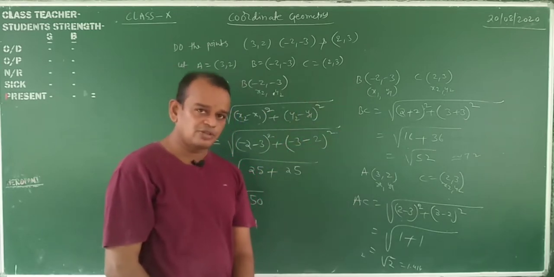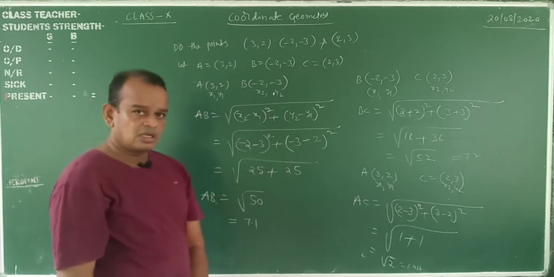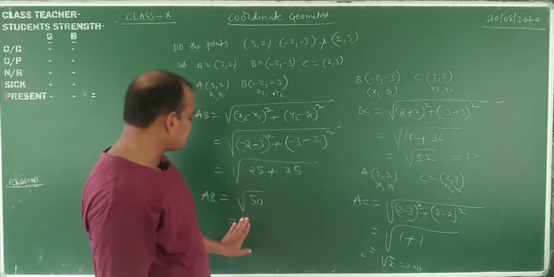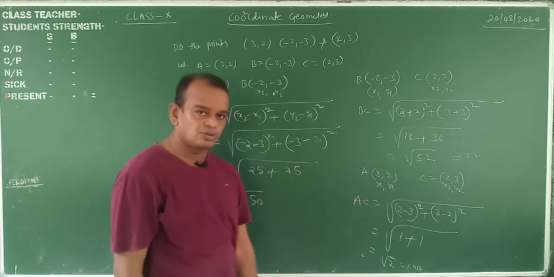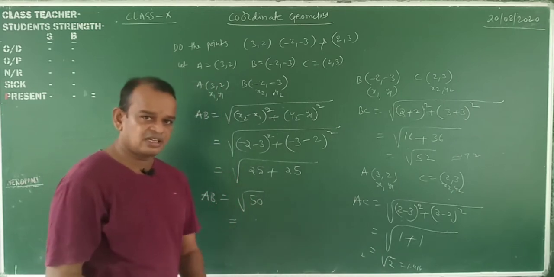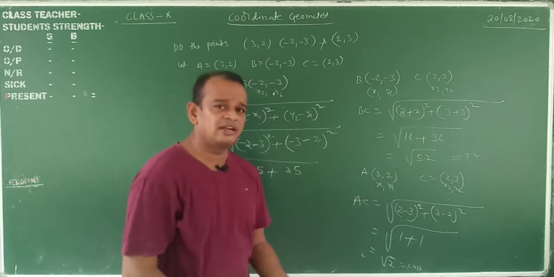Now, what type of triangle is it? The three sides are definitely different: this is root 50, that is root 52, this is root 2. The three sides are not equal, so maybe it is a scalene triangle.